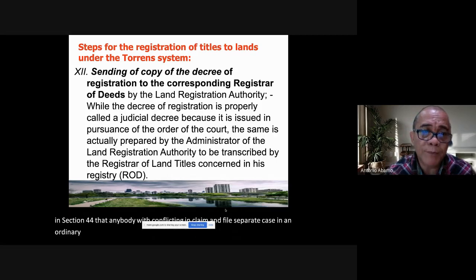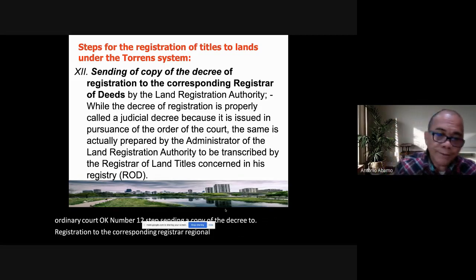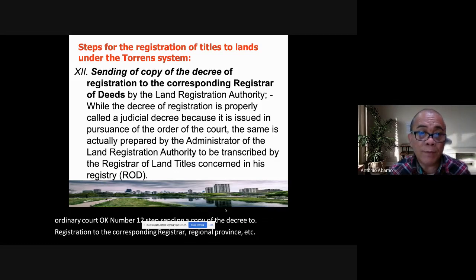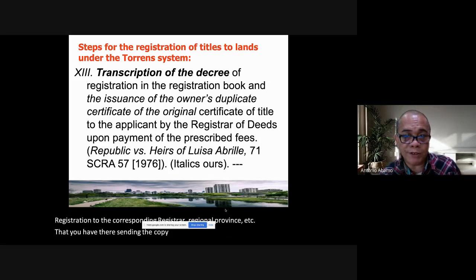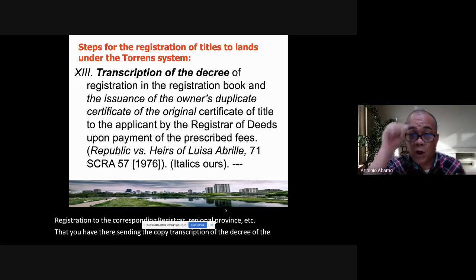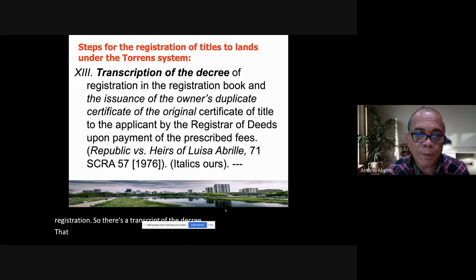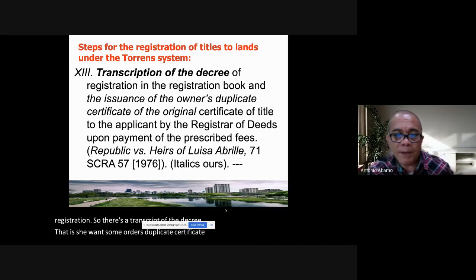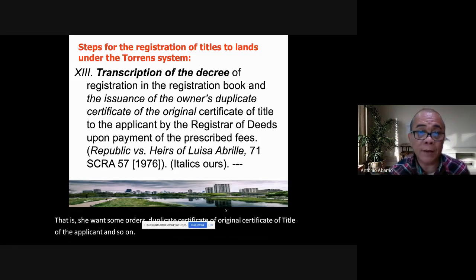Okay, number 12. Give the decree of registration to the corresponding registrar, regional, province, etc. Then you send a copy, the transcription of the decree of registration. So there's a transcript of the decree. And then the issuance of orders, duplicate certificate, original certificate of title of the applicant, and so on. Issue a transcription decree.